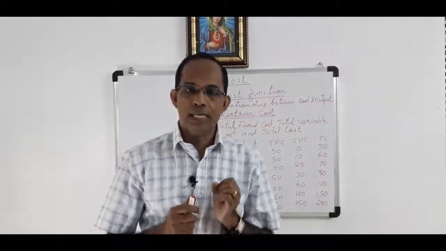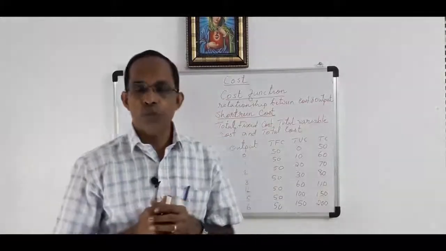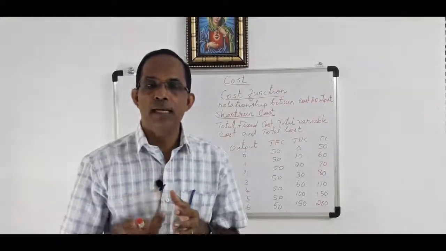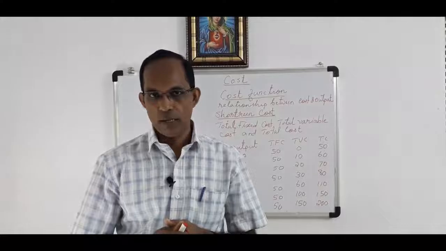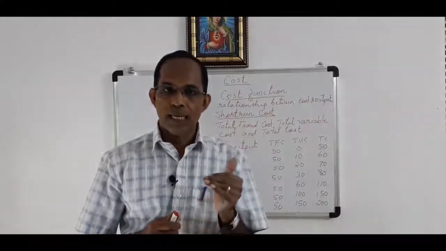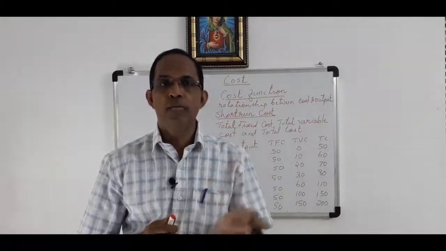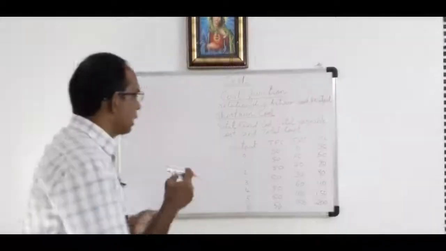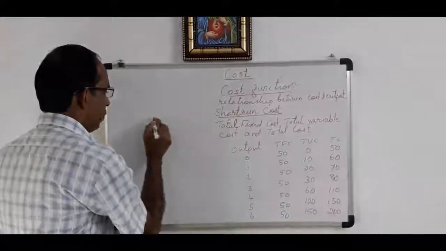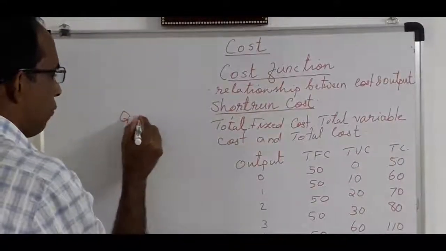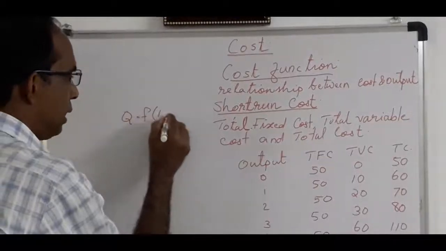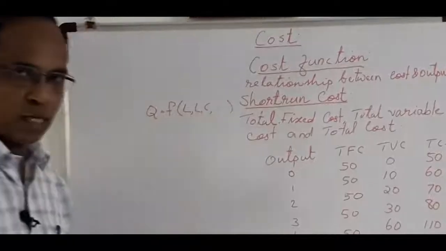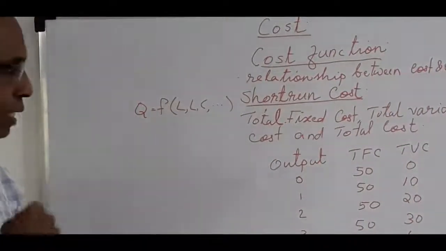Cost is the total money spent by a producer for hiring various primary and secondary factors of production. And cost is really the extension of production function. What is production function that we have studied in the previous class? Production function, or output, is a function of land, labor, capital, etc. This is production function. And what is cost function?